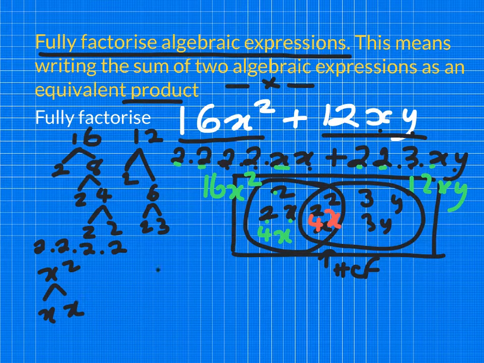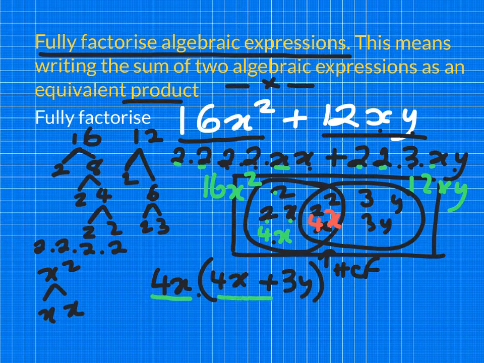We've got our 4x, which is common to both, multiplied by 4x, which makes up the 16x squared, plus the 3y. And so we can see that these two things are multiplied together. The 4x is multiplied by the 4x plus 3y. So we've ended up by factorising because we've ended up with one term multiplied by another term.